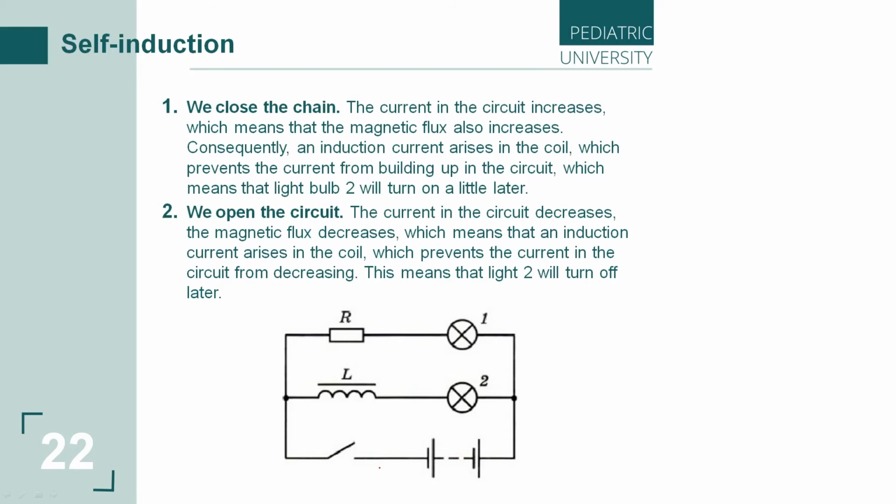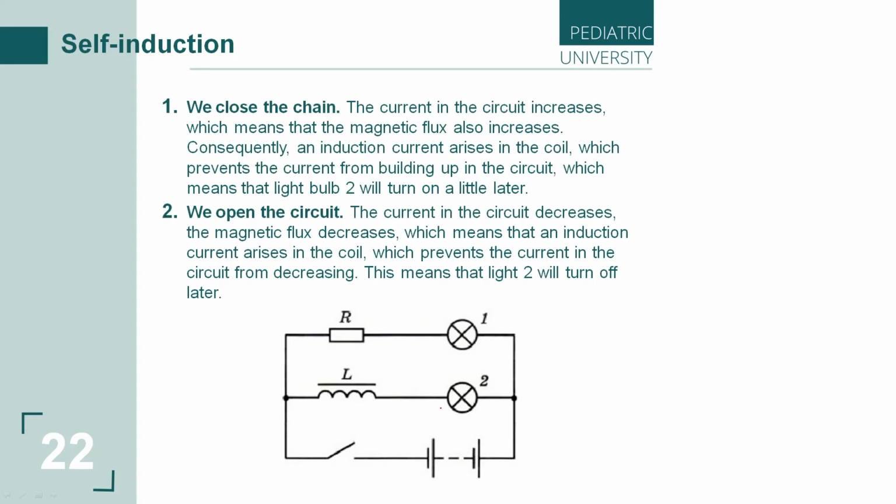This means that light number 2 will turn off later. It turns out the light bulb number 1 is again in the lead. It will also be turned off first. And according to electromagnetic induction, I think you understand that it is like a girl. It does everything opposite. We want to turn on, it doesn't want. Or opposite, we want to turn off the lamp, electromagnetic induction does not want.